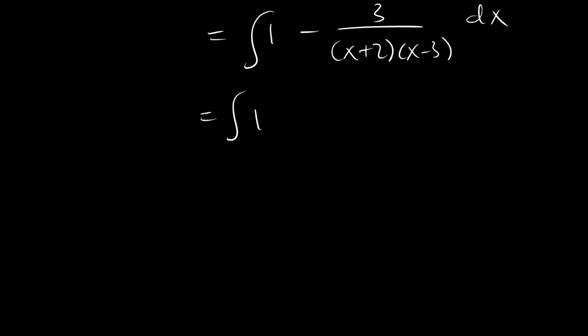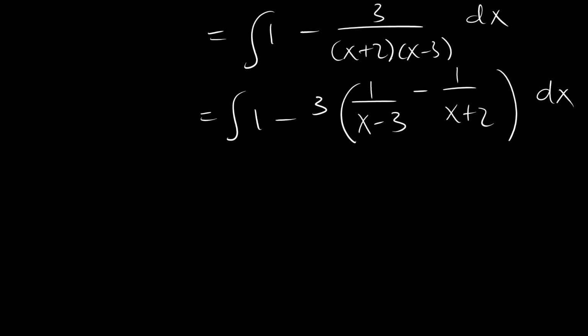So this is the same as 1 minus, we can pull 3 out, and we have x minus 3 and x plus 2 subtracted. But when you combine things, you're going to get x plus 2 minus x minus 3, which is going to be 5. So we have to divide by 5 there.